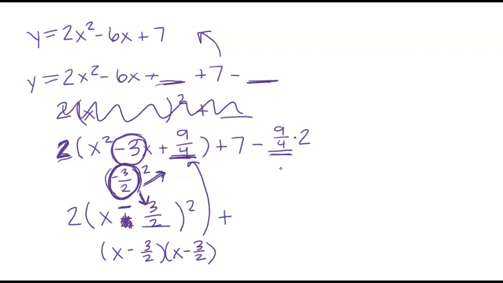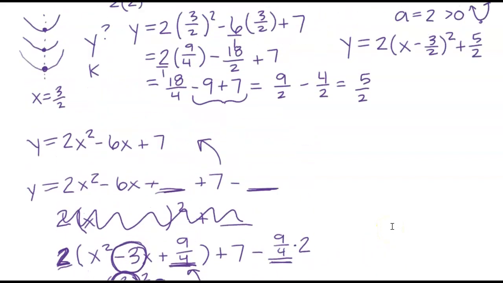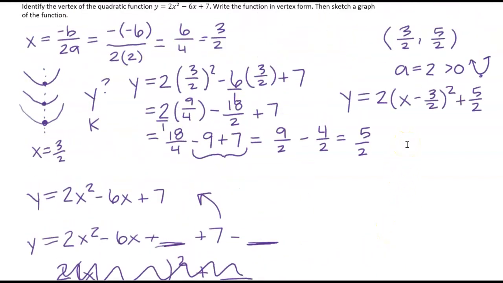So this is going to be plus 7 minus 18/4 or 9/2. 7 would be 14/2. And so I end up getting 2 times x minus 3/2 squared plus 5/2. And if you notice, that is exactly the same answer that we got here.